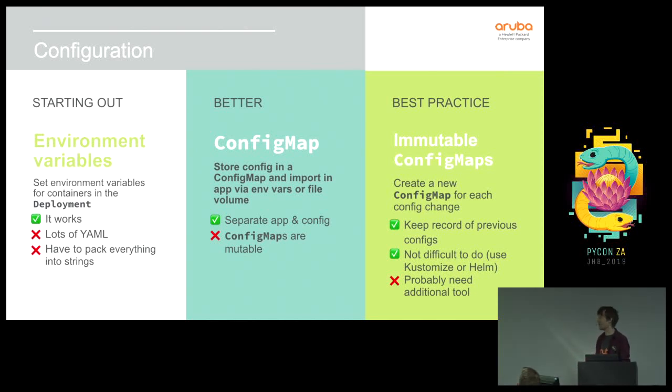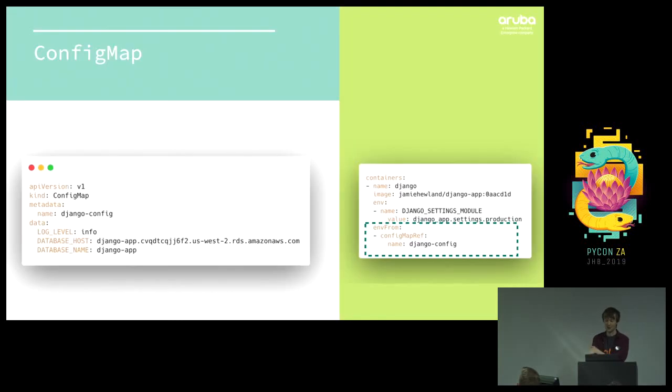Yeah, so the best practice is really to create a new config map each time you change your config and have immutable config maps. You will probably need some extra tooling for this, unfortunately, but it is fairly easy to do with some very common tools in the Kubernetes space. So I'm going to recommend you go for the immutable config maps.